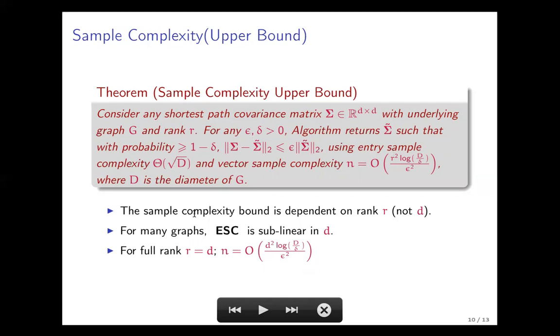where r is the rank of the corresponding covariance matrices. It is very interesting to find that the sample complexity bound depends on the rank of the matrix, but not the dimension of the matrix. We have found that for many graphs, the entry sample complexity is very small, mostly sublinear in D. But for the full rank case, this is d squared over epsilon squared times log(d/delta), and if we compare it with the classical approach, which is d over epsilon squared, we lose by a factor of capital D.